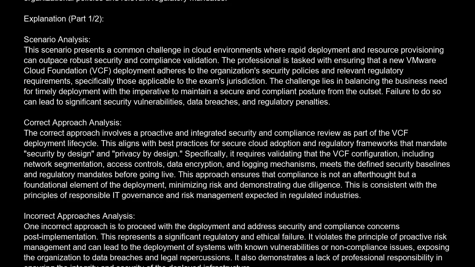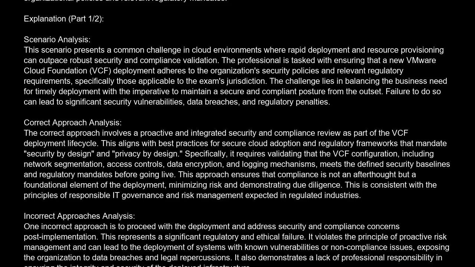Correct approach analysis. The correct approach involves a proactive and integrated security and compliance review as part of the VCF deployment lifecycle. This aligns with best practices for secure cloud adoption and regulatory frameworks that mandate security by design and privacy by design. Specifically, it requires validating that the VCF configuration, including network segmentation, access controls, data encryption, and logging mechanisms, meets the defined security baselines and regulatory mandates before going live. This approach ensures that compliance is not an afterthought but a foundational element of the deployment, minimizing risk and demonstrating due diligence.